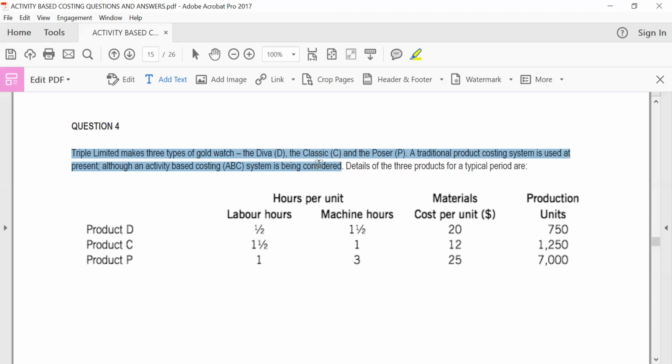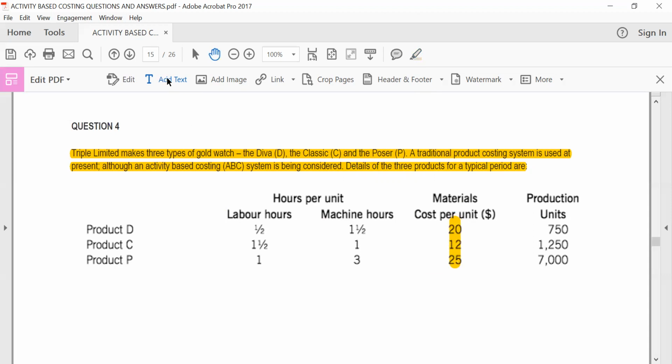Yes, it's being considered. Details of the 3 products for a typical period are: hours per unit, labor hours, machine hours, material cost per unit. Oh, the examiner has given material cost per unit. Then you're in good shape, right? They have given material cost per unit. You will not calculate it.